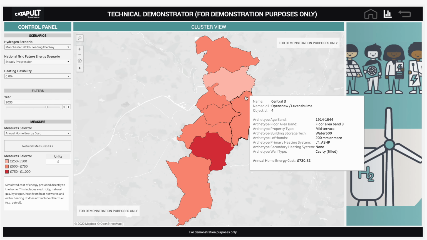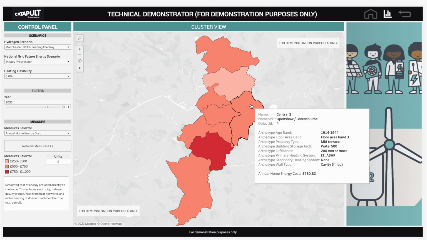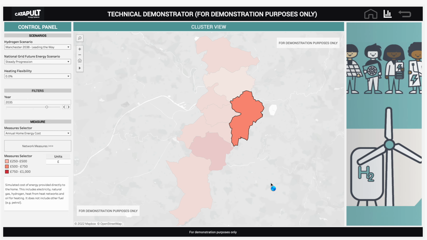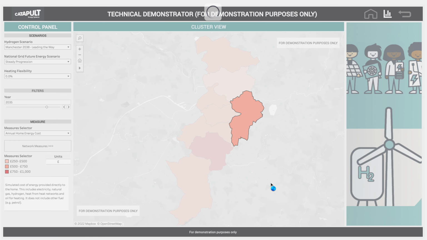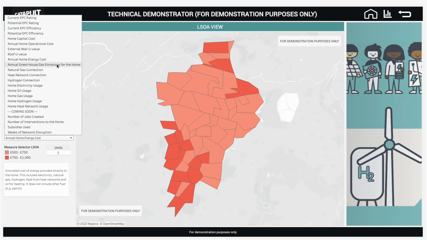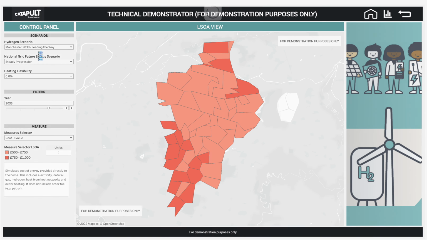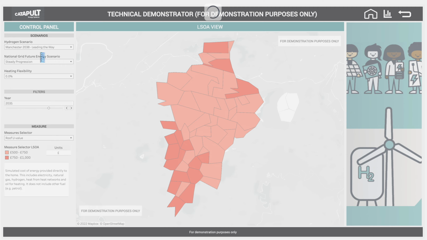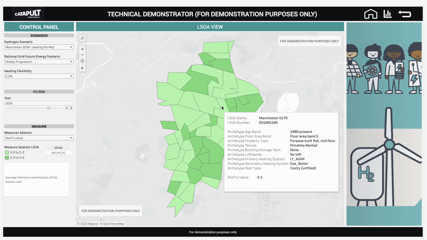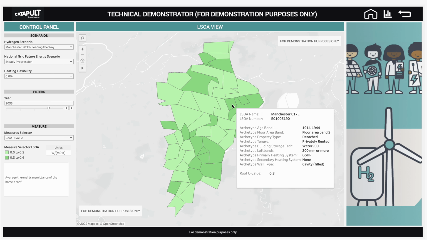So that's a quick tour of the cluster view. If we click on a particular cluster, we can now drill down to the LSOA. I'm not going to go through all the different measures here. It's very similar kind of story with cluster. It's just broken down differently, but we've got all of the same measures here. We can look at U values, for example, and see how these vary across the different LSOAs.